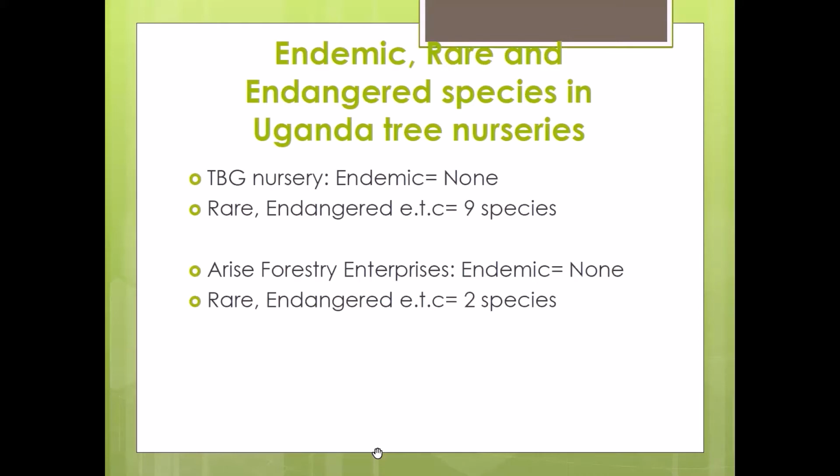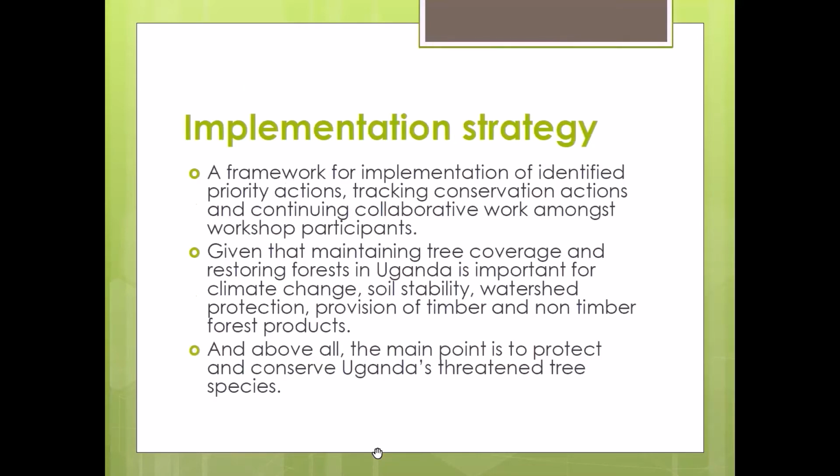These are the endemic and rare species in Uganda tree nurseries that we found. At Toro Botanic Garden Nursery, no endemic species was found, and for rare and endangered species, I only found 9 species. And at Arise Forestry Enterprise, no endemic species, and rare were only 2 species. So, next slide.